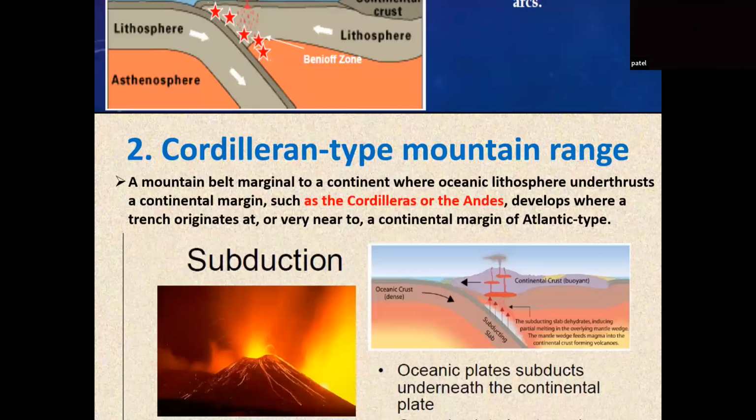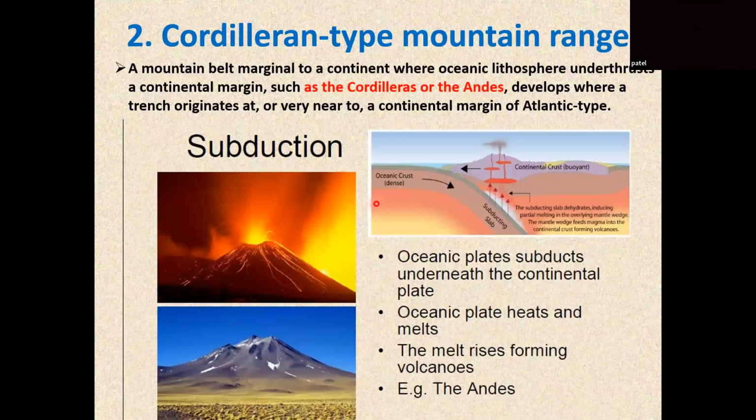The next one is the Andean type of mountain belt. In this case, oceanic crust moves below the continental crust, like in North America and South America. In the western side of North and South America, the Nazca plate is subducting below the American plate. When this oceanic plate is subducted, it is partially melted, and that magma comes out as volcanoes and a mountain belt is formed.